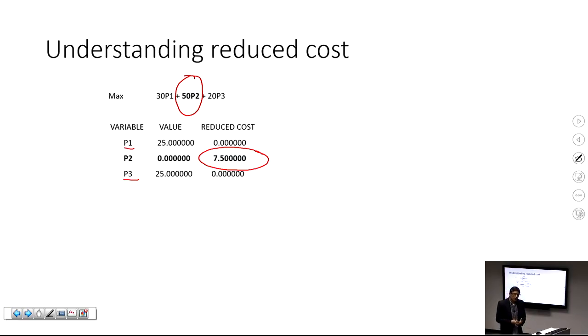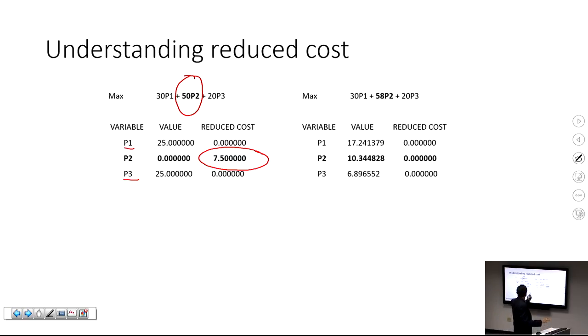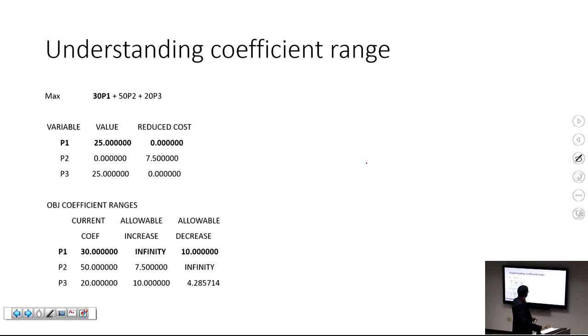Improvement in the context of a maximization problem means your profits should increase. So that's what I'm doing next. I'm increasing the profits by more than 7.5. Here I'm increasing the profits by 8. So that's what you see here. The profits have gone up by 8. And now, earlier you were not making any P2, and now you have started making product 2. So that's how you interpret the reduced cost. All right, let's move on to the coefficient range.